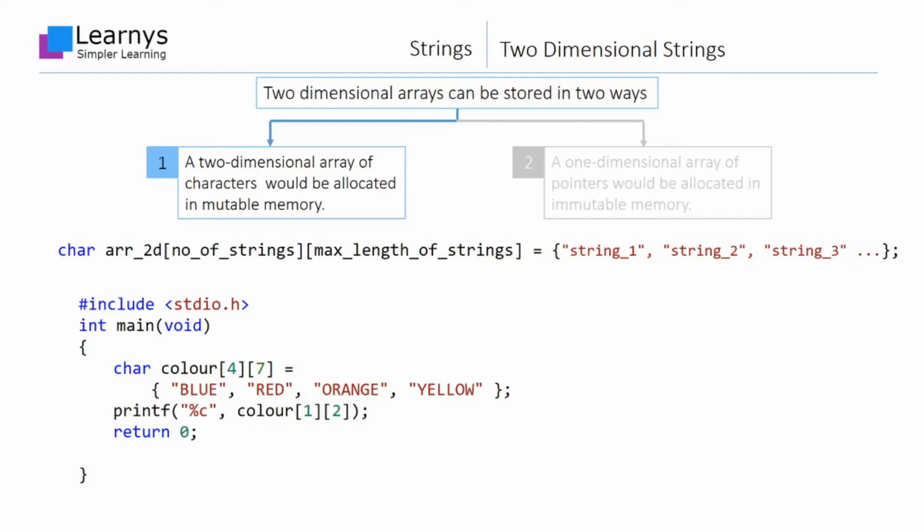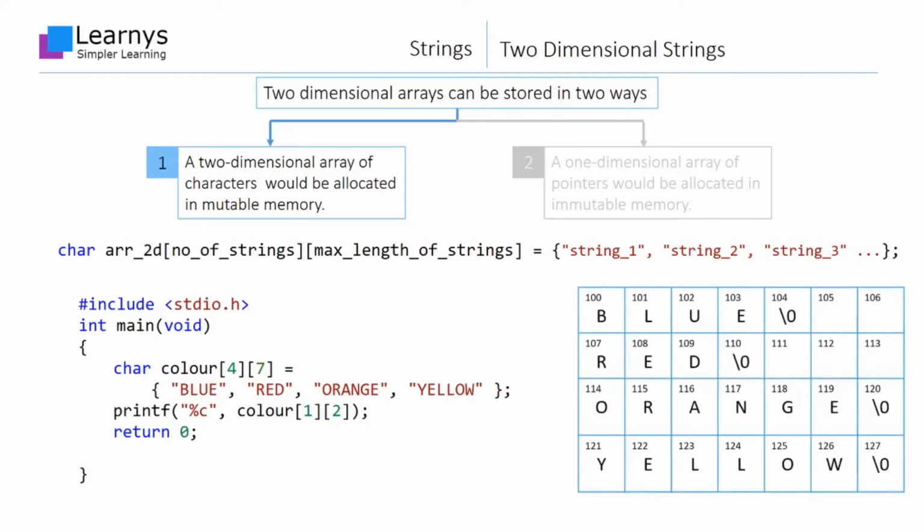Obviously, if the character type occupies 1 byte, the array could store 28 characters. In the example here, we are storing the names of 4 different colors. A reminder here: because we are using double quotes, the null terminator is applied automatically. For further clarity, the matrix shows how the characters are stored in memory. The print statement in the program will print D.